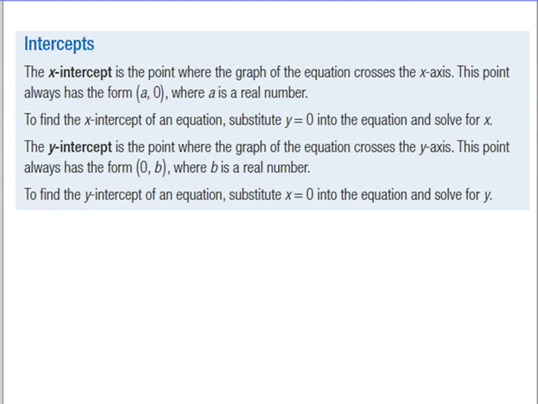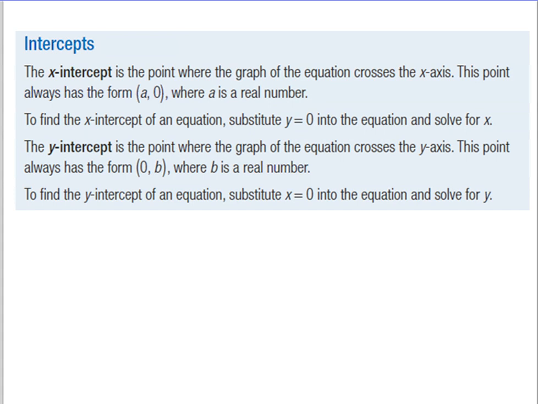And what I just did was finding an intercept. That one is actually the y-intercept. The x-intercept is the point where the graph of the equation crosses the x-axis. This point always has the form a, 0, where a is a real number. So for your x-intercept, your y value is 0 because you're not moving up or down. You're staying right on it.